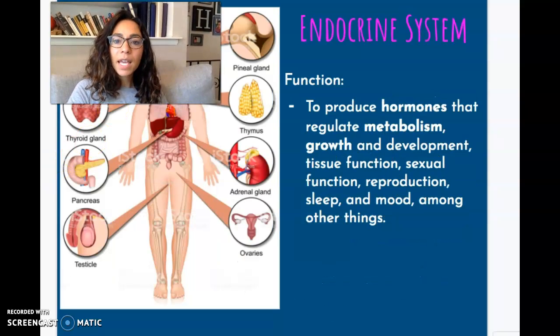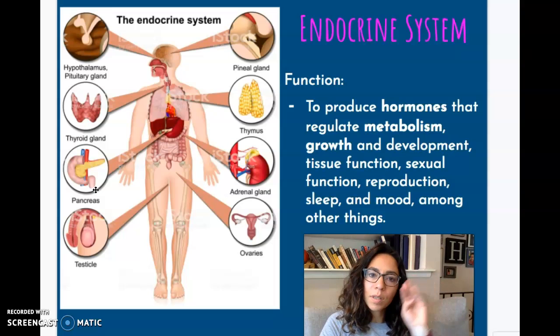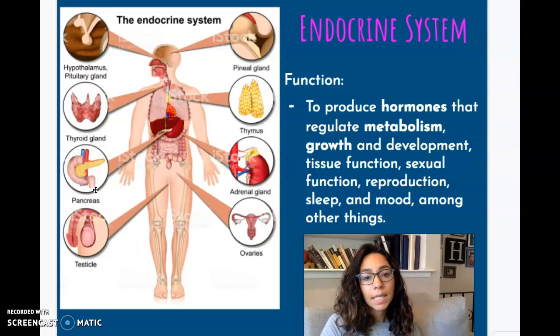Next, we've got the endocrine system. So this system produces hormones that regulate metabolism, growth and development, tissue function, sexual function, reproduction, sleep, mood. Pretty much everything that we do is regulated by the endocrine system. So all of these glands in the body produce different hormones that have different functions. And it kind of functions like the nervous system in a way that it helps the body communicate to other parts. It just does it a little more slowly.